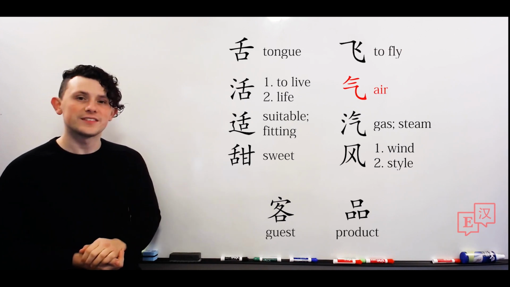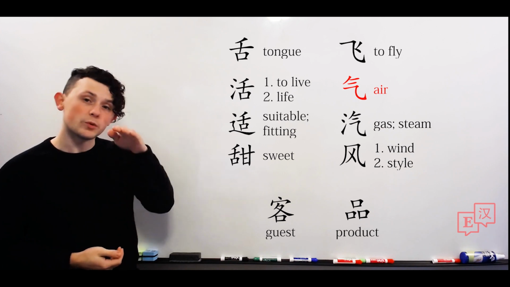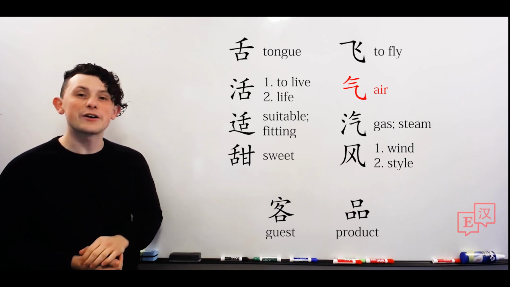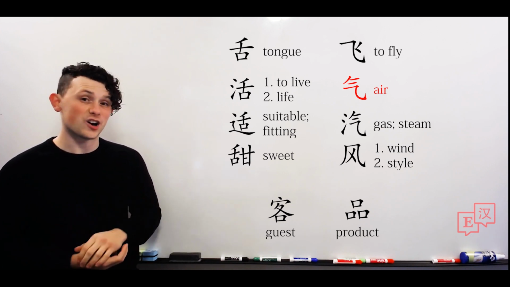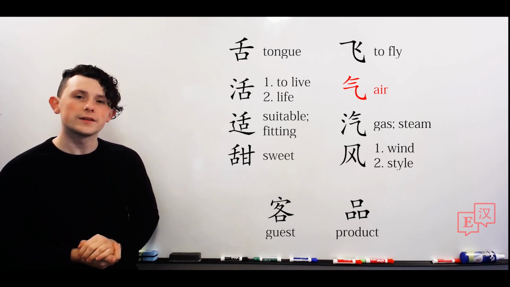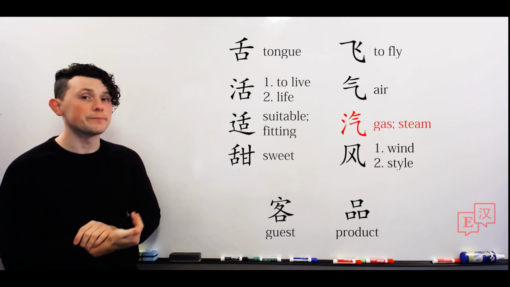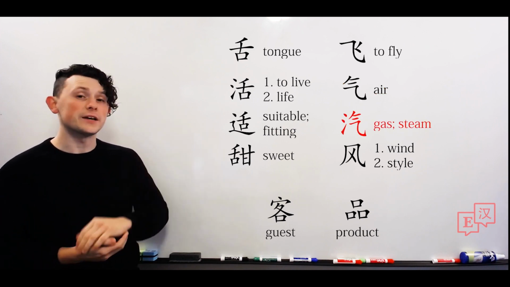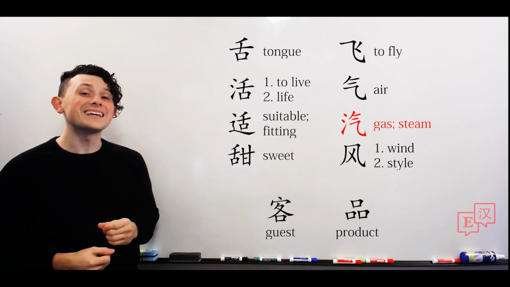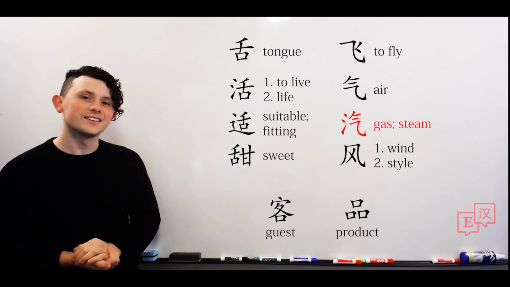Qi. Qi. Pronounced a lot like 7, but with a falling tone. This character means air or gas. Anything having to do with the air. Qi. Now when we add 三点水, we still have qi. However, the meaning is vapor or steam, so the air that carries water.